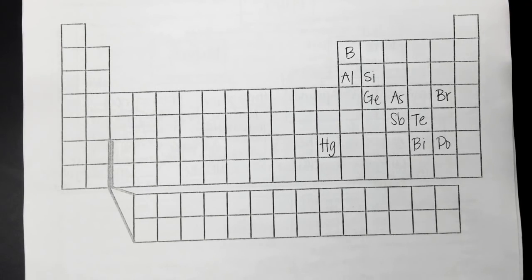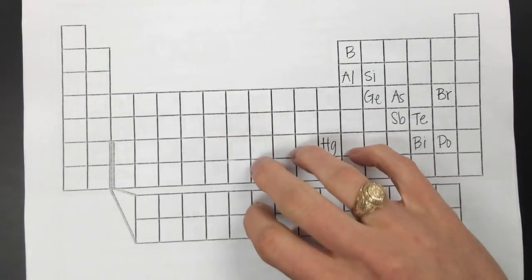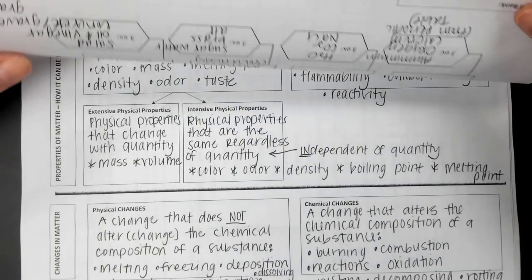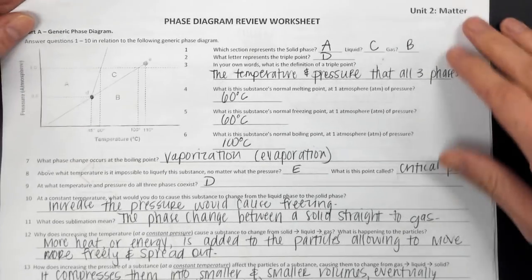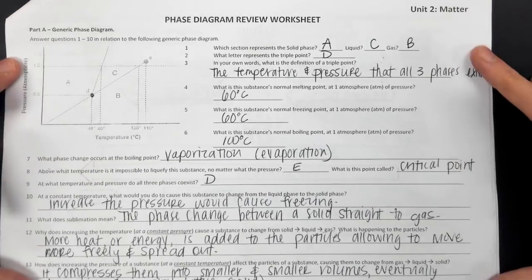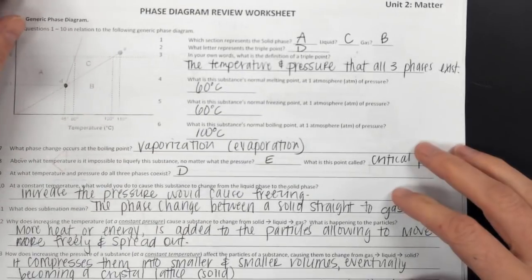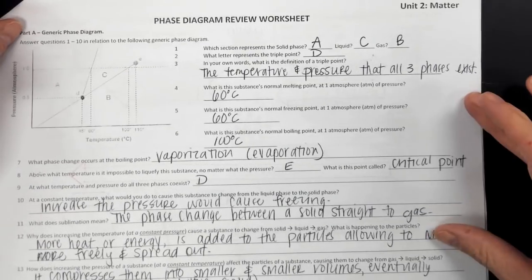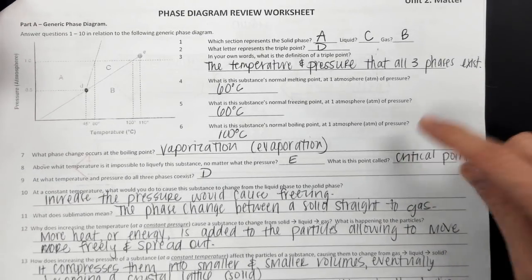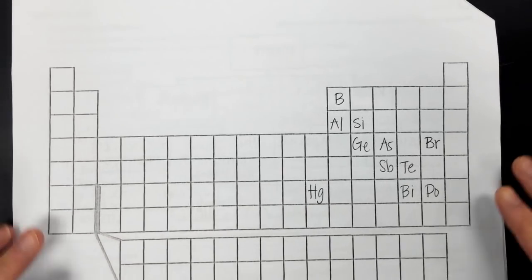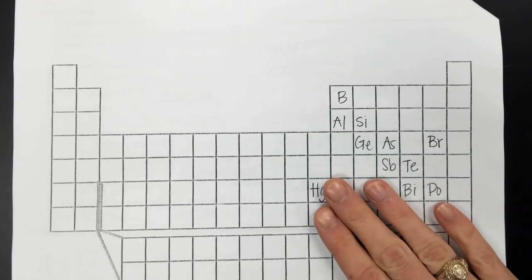So you are working on this today, color coding this periodic table, and if you are in pre-AP, I also want you to complete this phase diagram worksheet. We briefly discussed the phase diagram yesterday, so feel free to refer back to those notes. You can work on this independently or with a partner, but you need me to tell you what I want you to write on your periodic table as notes.